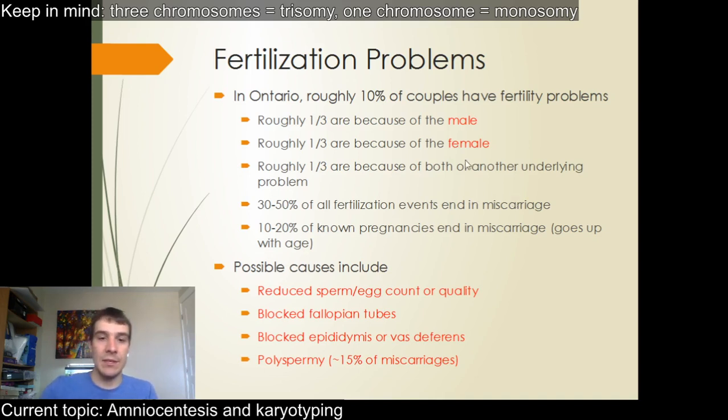Some of the issues here, you could have reduced sperm and egg count or quality. Sometimes those gametogenic cells are just not great. Sometimes the fallopian tubes that the egg travels through are blocked, and so the egg never makes it down to the uterus and can't get fertilized because it's not in there. Or the same thing in the males, the blocked epididymis or the blocked vas deferens.